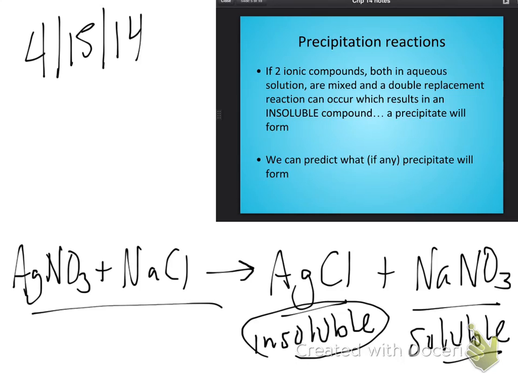This is really the heart of what we do in this chapter. You're looking at products, you're predicting products, you're determining solubility, and you're predicting if there will be a precipitate formed, or if everything's just going to stay in solution and hang out. So when I added two solutions together and no precipitate appeared, all the possible products were what? Soluble, exactly. It's not hard, but we've got a couple steps to go through.